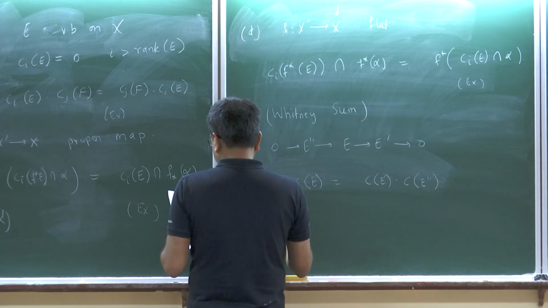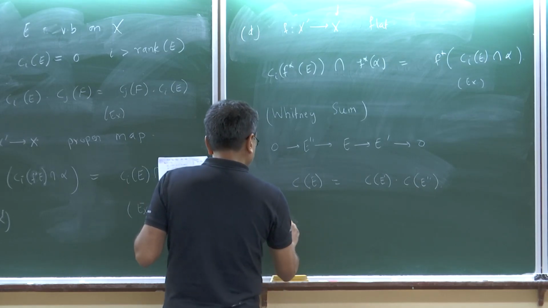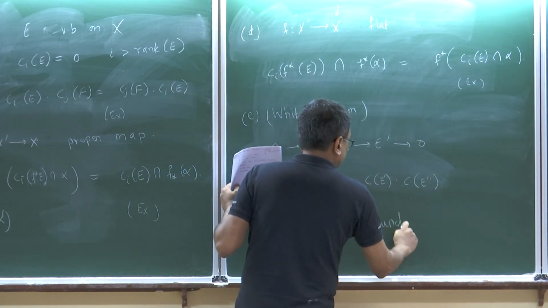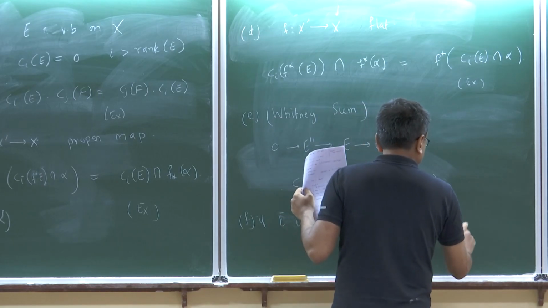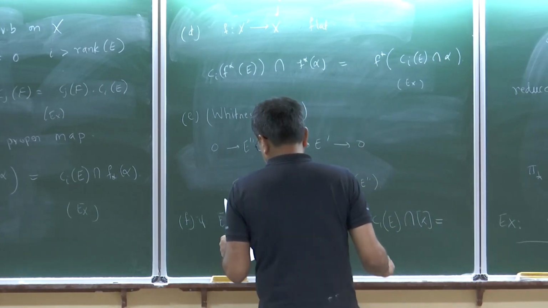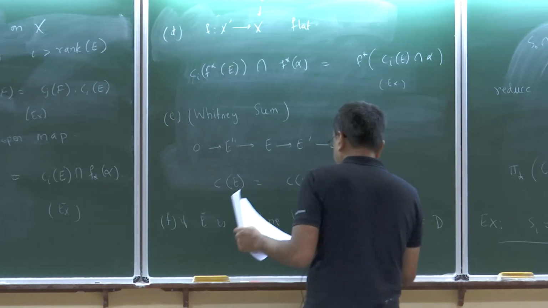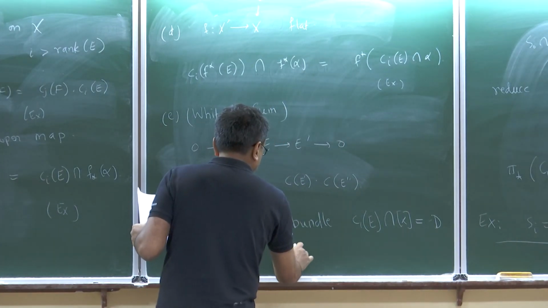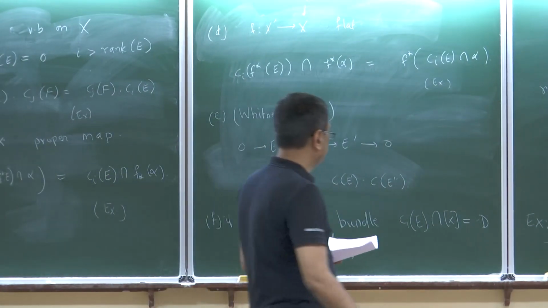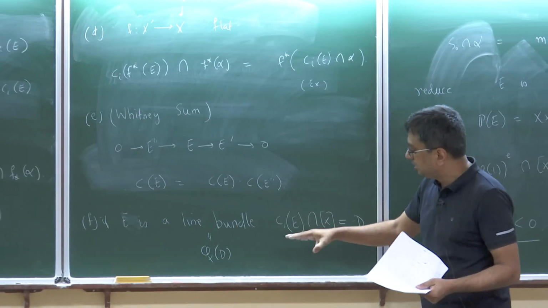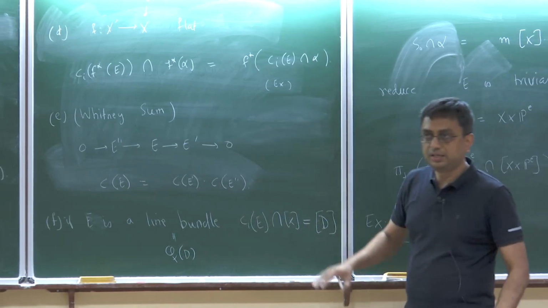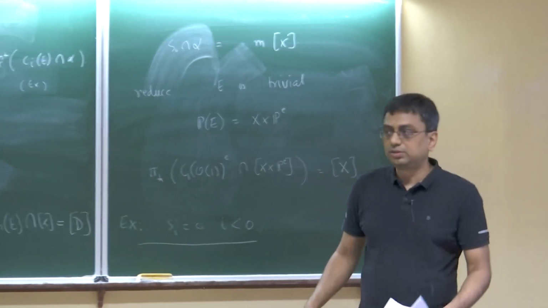of course this last one is obvious, that if E is a line bundle, then C1 of E cap product with the fundamental class is D, where let's say E is the line bundle O_X(D), where D is a Cartier divisor. Okay, so if E is a line bundle given by the Cartier divisor, then the first Chern class is the class of that divisor itself. Okay, so these are the properties.